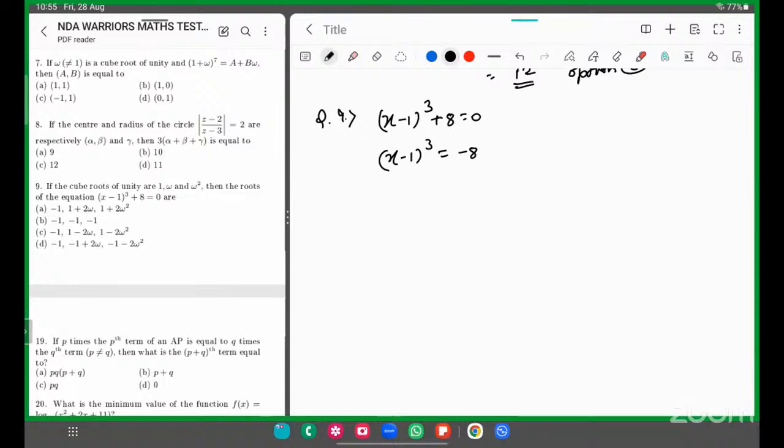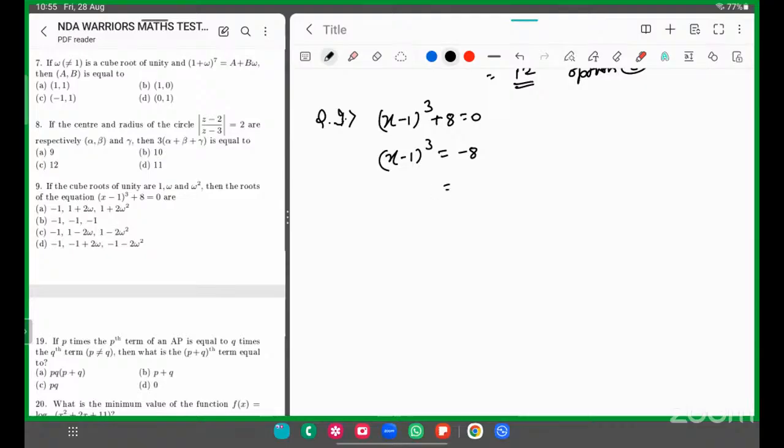Hello, sir? Yes, hello. Yes, sir. Is this the 11th standard lecture? No, this is paper solving, NDA paper solving. Yes. Okay, you can contact the management for your lecture. Okay.